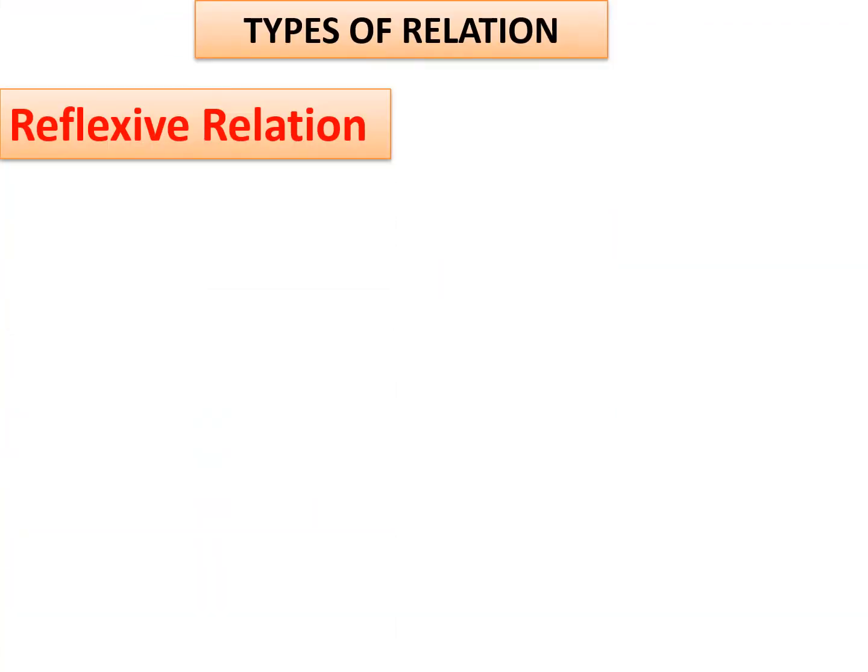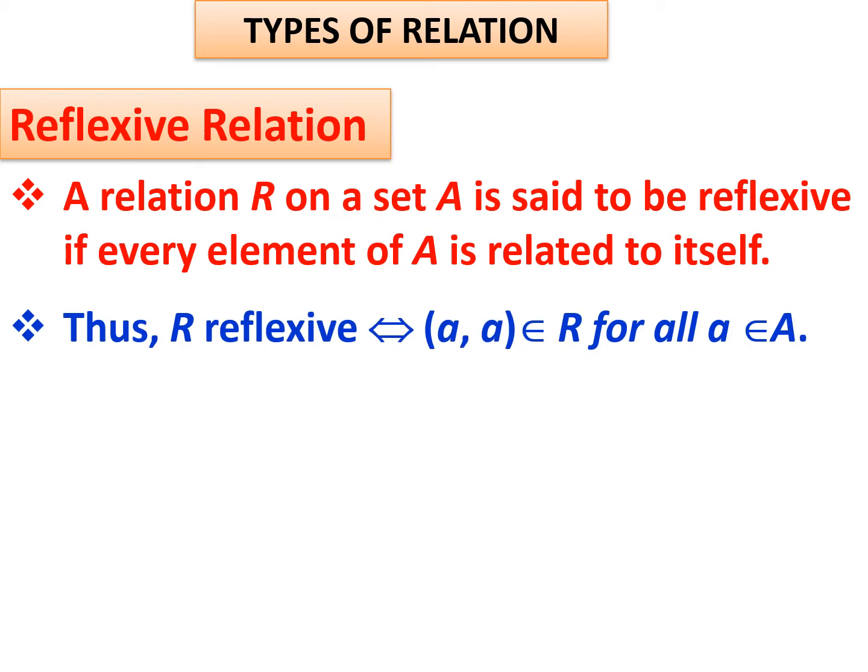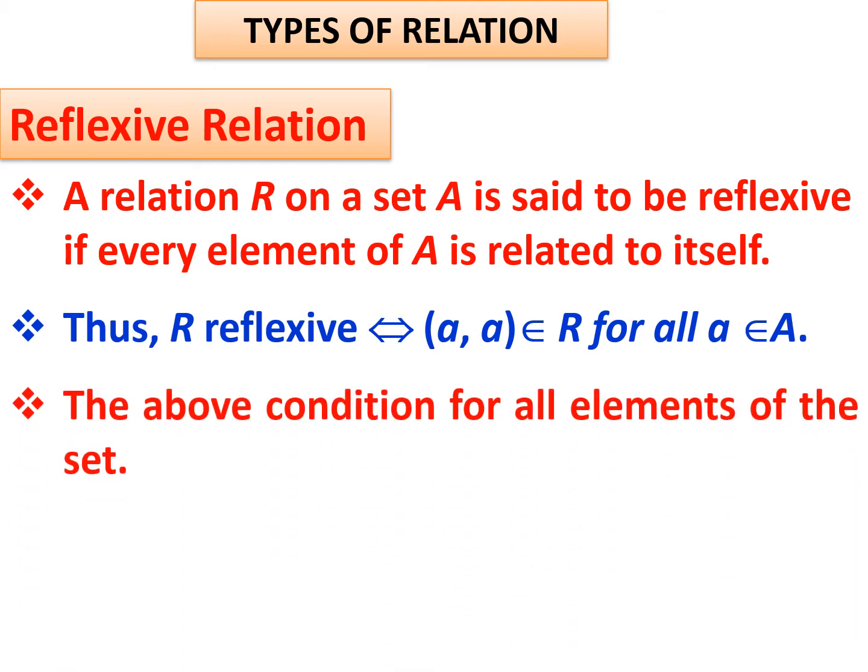Let us see types of relation now. Reflexive. The term itself tells that the relation is reflected. A relation on a set A is said to be reflexive if every element is related to itself. That is, A is related to A. We write it as (A, A) belongs to R, or A R A. The above condition is for all the elements of the set.